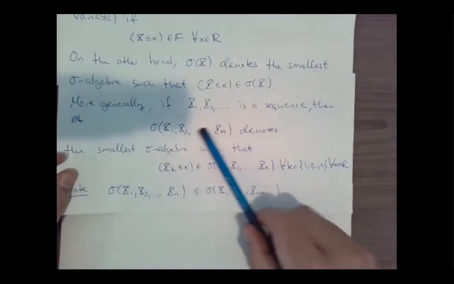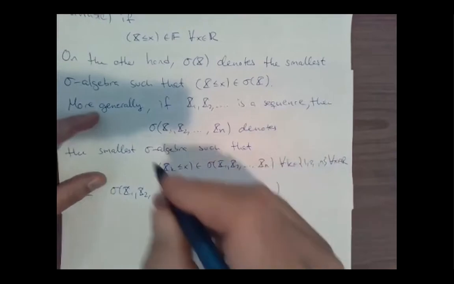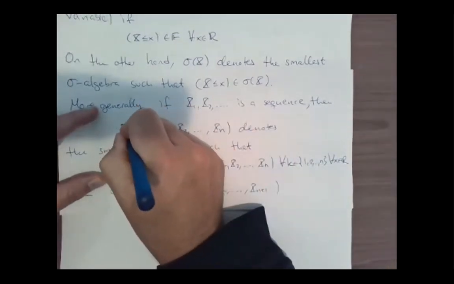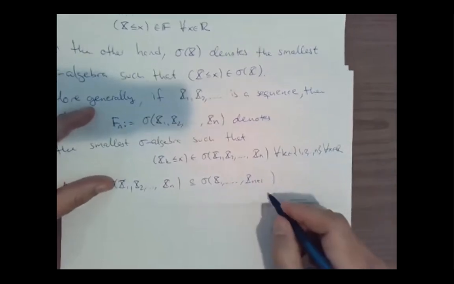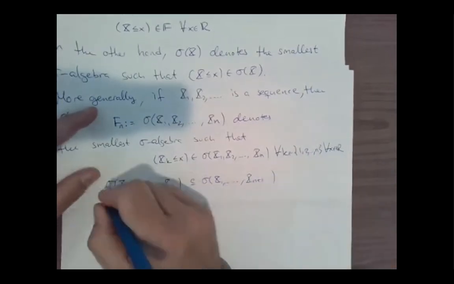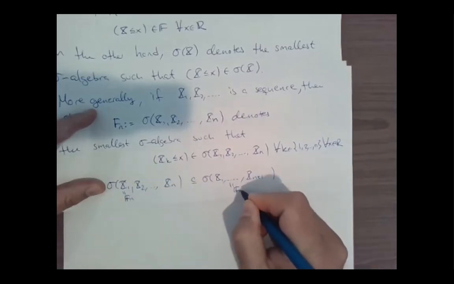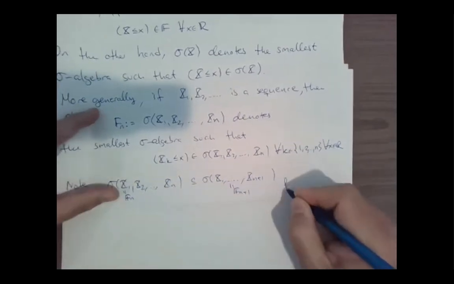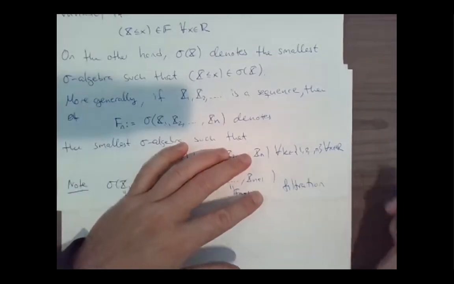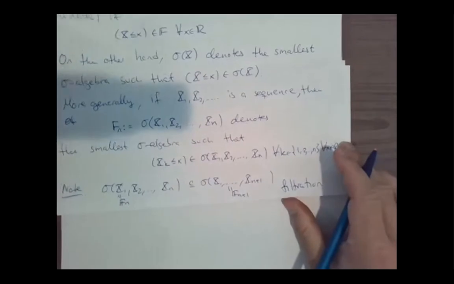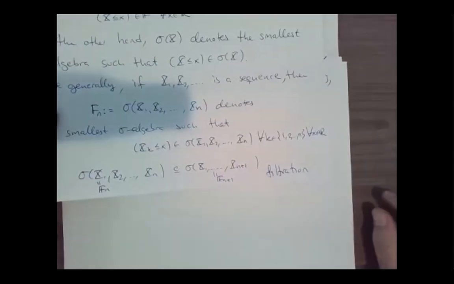So what's important is that they grow in size, and this is often denoted by Fn. And as I said, this is my Fn, and this one here is my Fn plus 1. And this is a filtration. And this will be the way that we model the flow of information.